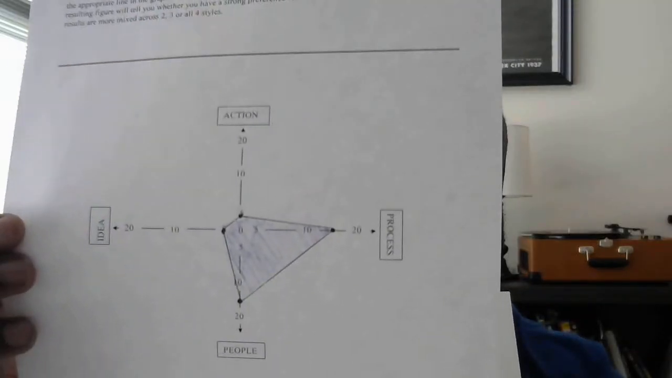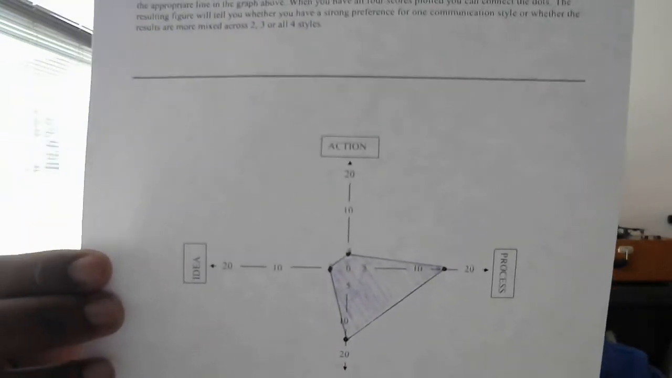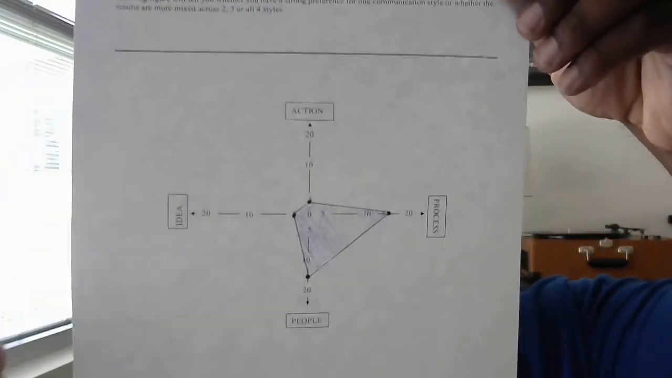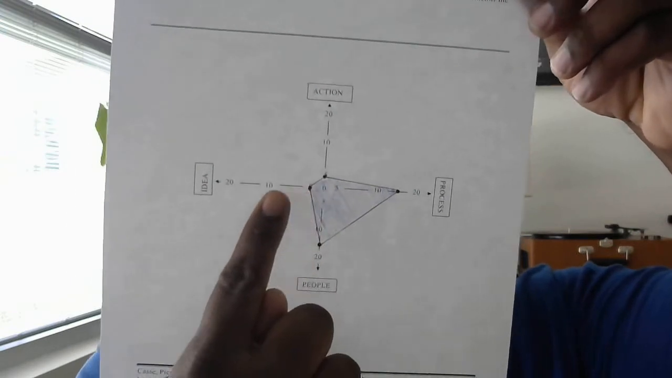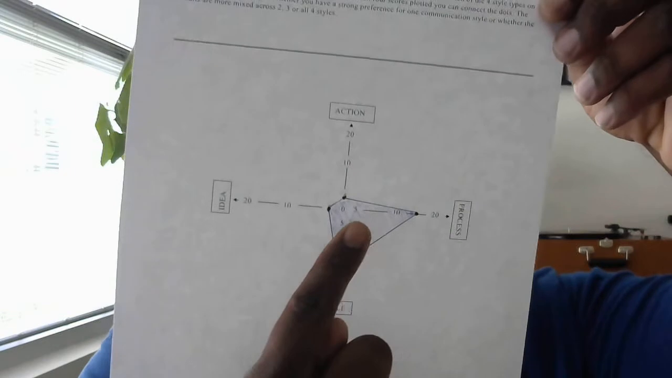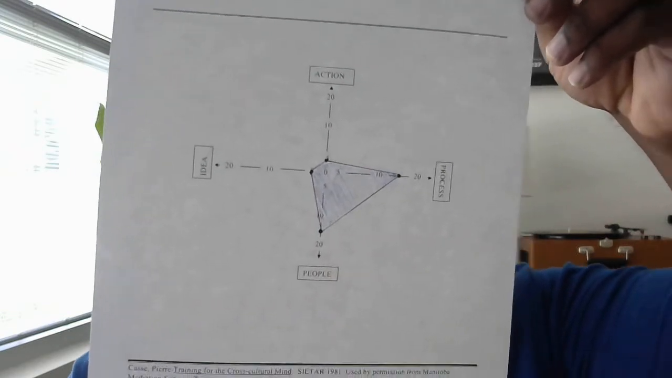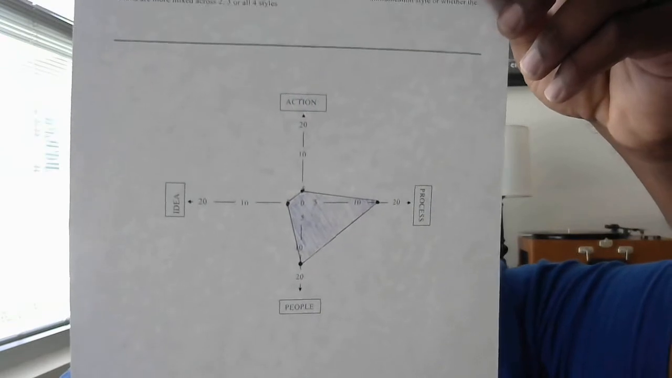Once you've done that, you're going to go over to this sheet and graph it. You'll see that I graphed mine. And what's telling in this graph is that based on my personality and small group communication style, I don't score very high on action. And I'm not really an idea person either. But you can see when it comes to process and when it comes to people, I lean heavily in those areas. So that tells you a lot about your personality type.